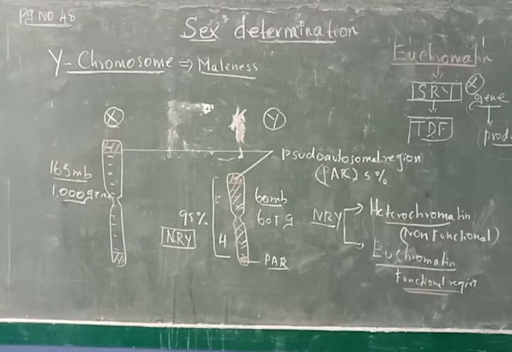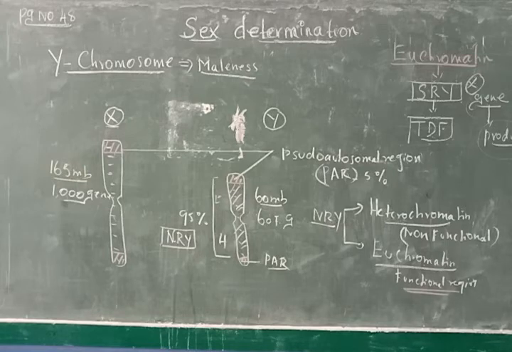Take down your test. Question number 1. An example for ZO system of sex determination is found in, any one example for ZO system of sex determination.